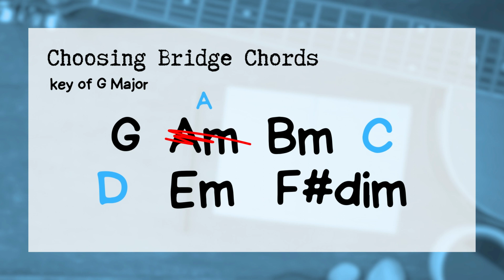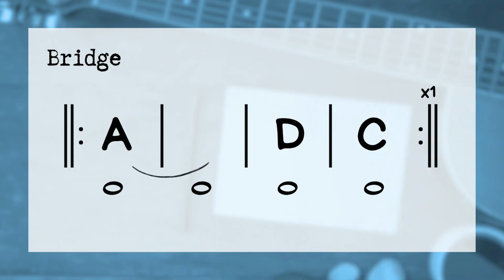Here's what I'm going to do. I'm going to play A major for 2 bars, and then I'm going to play a bar of D followed by a bar of C. That gives me a pattern that's 4 bars long, so I can play it twice and have an 8-bar bridge.